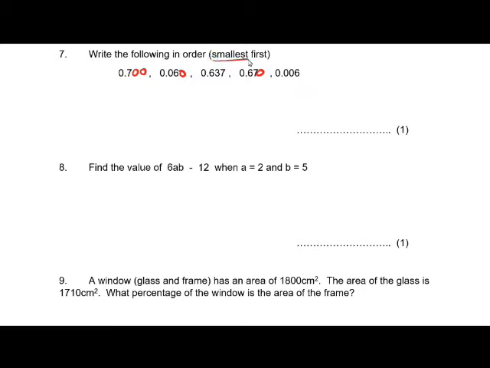It's asking us to start with the smallest first, so 6 is our smallest number. Our next smallest number is 60, so we write the actual number down. Our next number is 637. Then we have 670, and then finally the 700. So this is the correct order for these numbers, starting with the smallest.